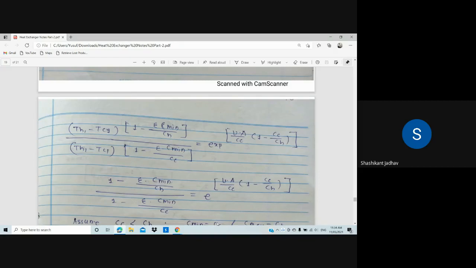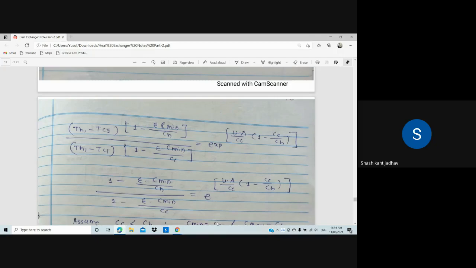So by taking the Th1 minus Tc1 as a common, in the bracket we get the value as 1 minus epsilon into C minimum divided by Ch. Okay. And at the denominator, same we have taken as a common, that is Th1 minus Tc1. And by taking the common as Th1 minus Tc1, we get the equation as 1 minus epsilon into C minimum divided by Cc. Okay. And right hand side is same, that is e raised to u into A divided by Cc into bracket 1 minus Cc upon Ch.